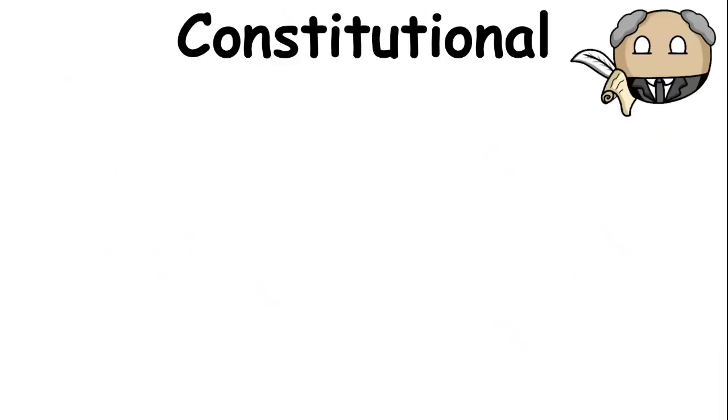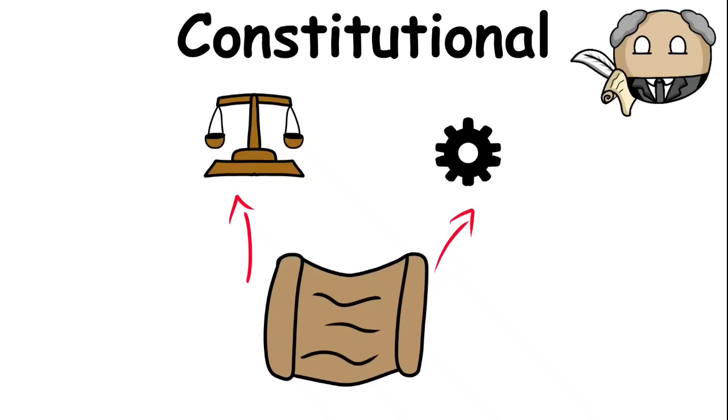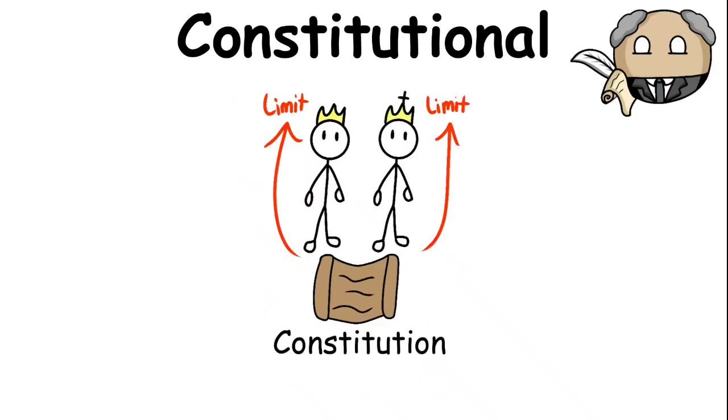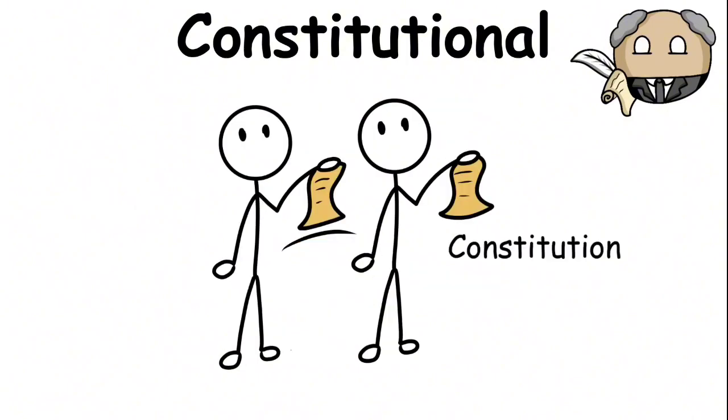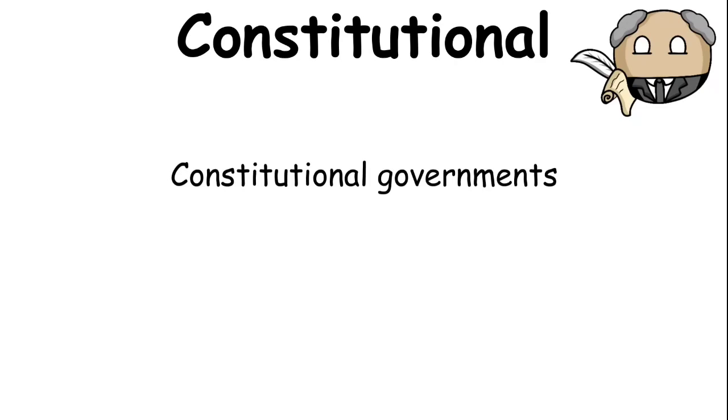Constitutional. A constitutional form of government is when a constitution acts as the foundation of the country's laws and systems. It is the constitution that defines the limits and functions of a government. In most cases, the Constitution is enacted to extend the people's will. Constitutional governments come in many forms.